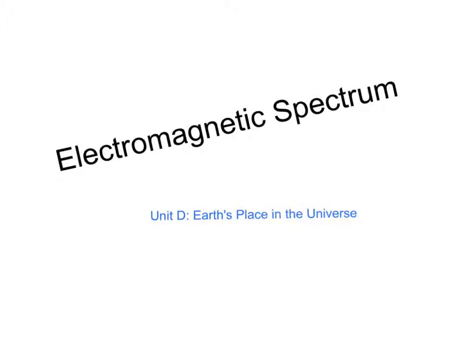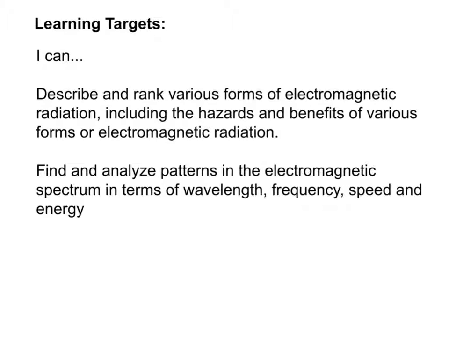The electromagnetic spectrum. What is it? Where does it come from? What do we use it for? Let's talk about it. Your learning targets for this section are to be able to describe and rank different forms of electromagnetic radiation, including how they're used and hazards of each of those types of radiation.